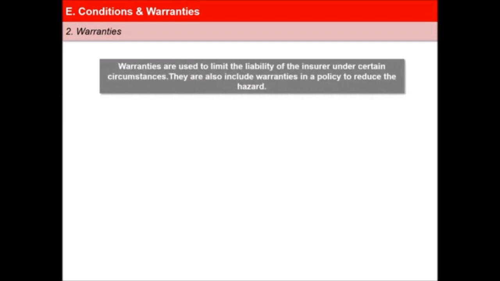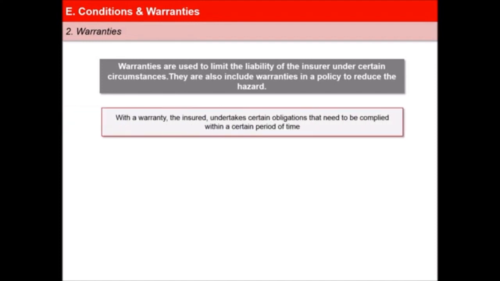Warranties are used in an insurance contract to limit the liability of the insurer under certain circumstances. Insurers also include warranties in a policy to reduce the hazard. With a warranty, the insured undertakes certain obligations that need to be complied with within a certain period of time and also during the policy period, and the liability of the insurer depends on the insured's compliance with these obligations.